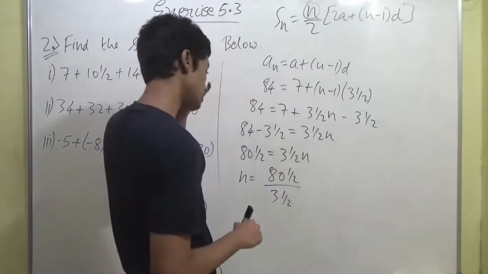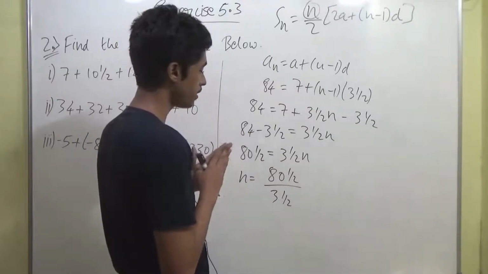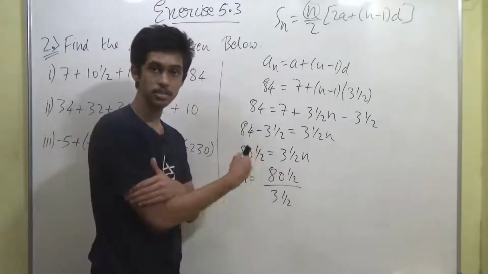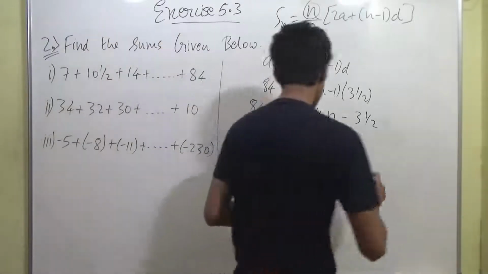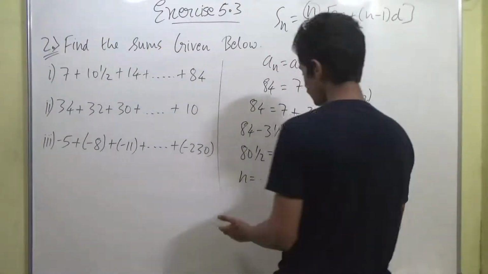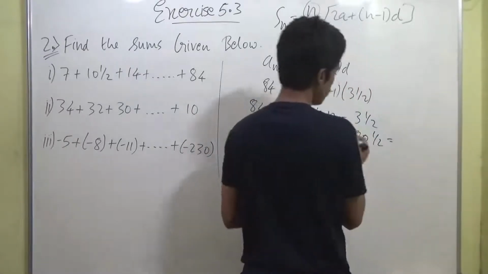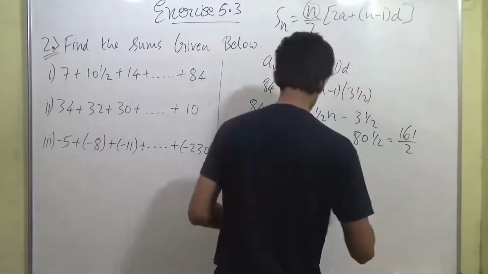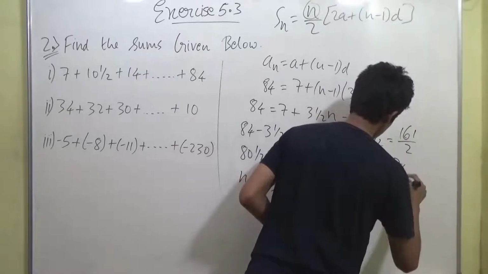Getting it? So now we have to do this division. This division seems a bit complex. So what we'll do, guys, is this fraction, this is in a mixed fraction, right? Let us bring it into a proper fraction. I hope you people know how to bring the mixed fraction into proper fraction. So 80.5 will become 161 by 2. And this one, 3.5, will become 7 by 2, right?